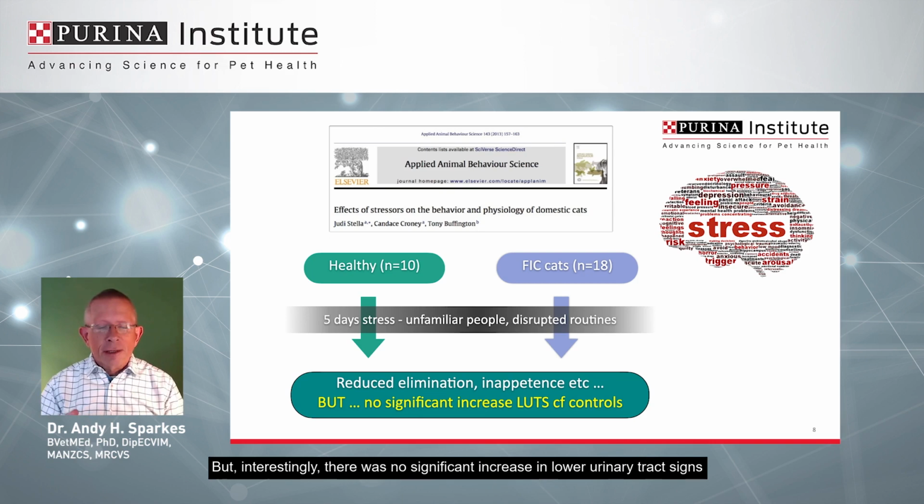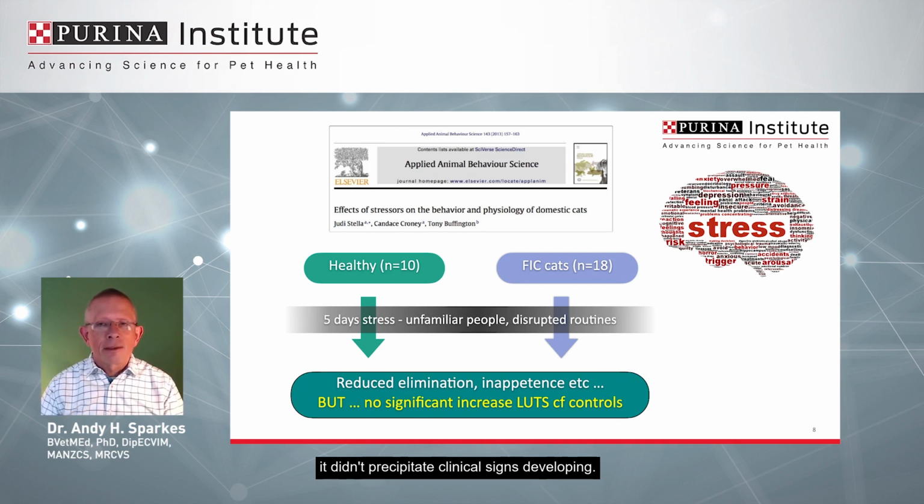But interestingly, there was no significant increase in lower urinary tract signs in those cats with idiopathic cystitis compared to the control cats. So even when these cats with idiopathic cystitis were deliberately stressed, it didn't precipitate clinical signs developing. So stress may be involved, but it's not a simple picture.